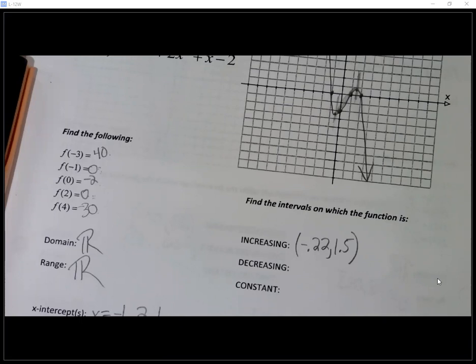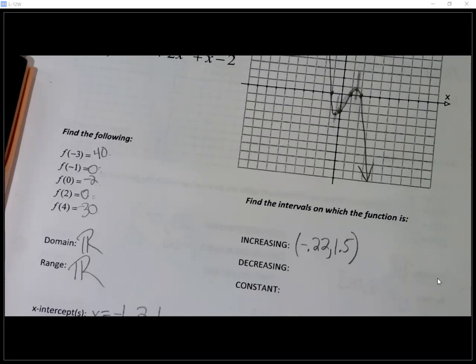So where is this thing decreasing? This red part is decreasing from where to where? Yes, thank you. So then these two together make up the entire region where this function is decreasing. Oh, I'm so proud. I don't have any flat lines, so I don't have any regions of constant, so I get to skip over that.